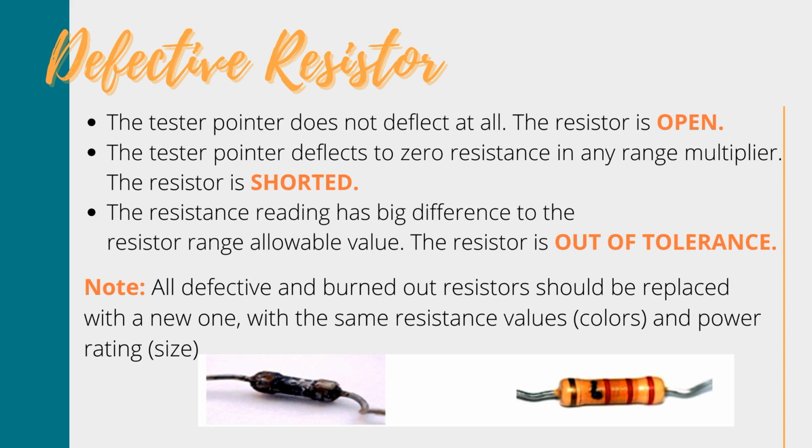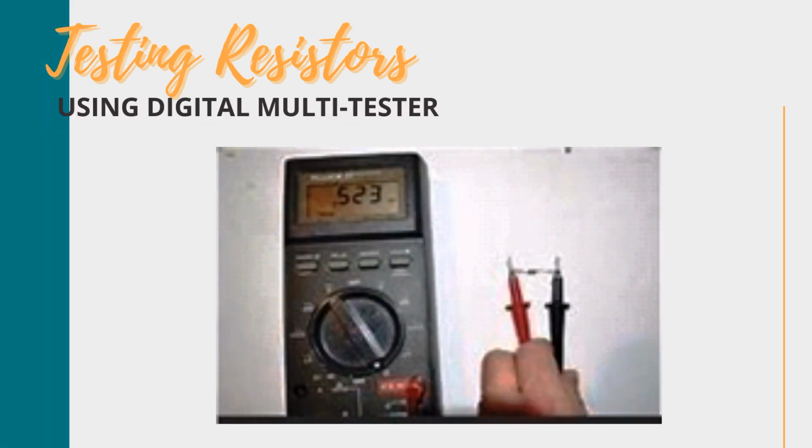Defective resistor. 1. The tester pointer does not deflect at all. The resistor is open. 2. The tester pointer deflects to zero resistance in any range multiplier. The resistor is shorted. 3. The resistance reading has big difference to the resistor range allowable value. The resistor is out of tolerance. Note, all defective and burned out resistors should be replaced with a new one, with the same resistance values, colors, and power rating, size.